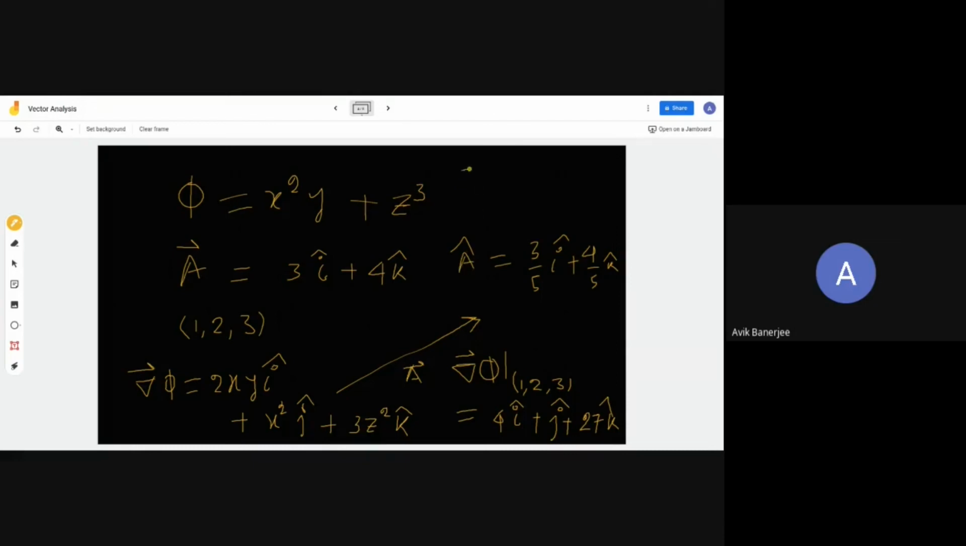So grad phi dot a cap will give us the directional derivative at that particular point. 3/5 into 4, that is 12/5, plus 4/5 into 27, that is 108/5. So 120/5, which is 24. So that is how you find out the directional derivative.